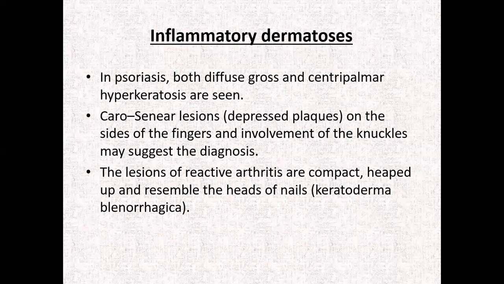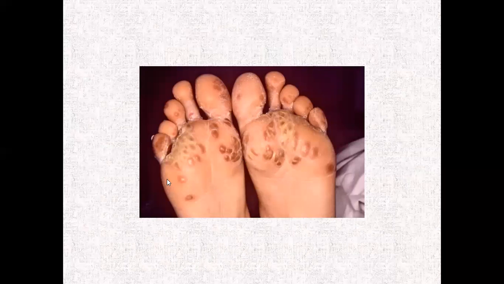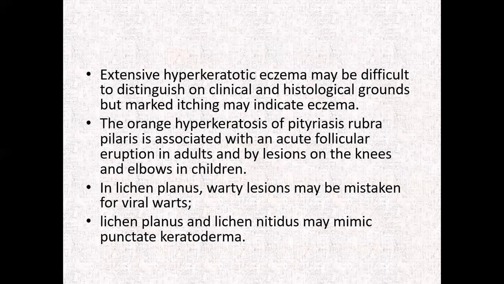Then in reactive arthritis, the keratodermas are heaped up and are known as keratoderma blennorrhagicum. You can see the heaped up keratodermas. These are punctate type lesions seen in Reiter's disease and other reactive arthritis. Then there is hyperkeratotic eczema, which involves the palmar and plantar skin, and is differentiated from other types of acquired inflammatory keratodermas by the presence of itching.